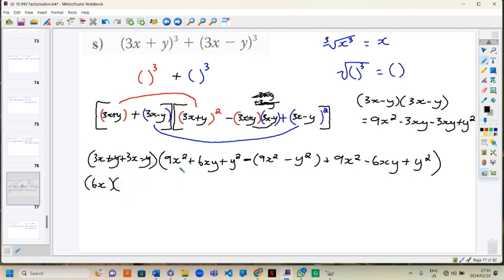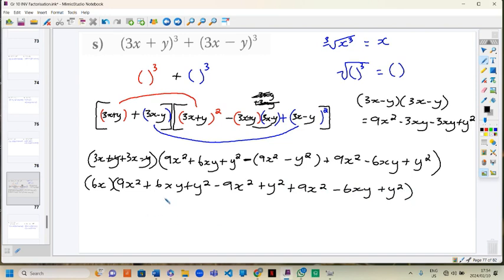Let's just write this out again. So 9x squared plus 6xy plus y squared. Negative needs to be multiplied in here. So we've got negative 9x squared, negative 6xy, and negative y squared, plus 9x squared minus 6xy plus y squared. Now let's add those like terms.